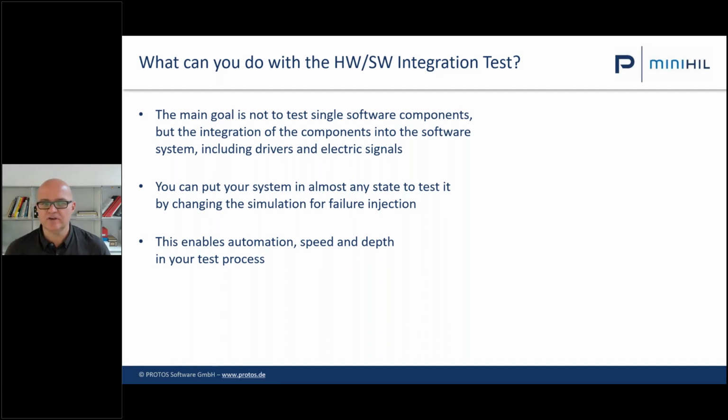You just need to change the simulation for failure injection. So if you have a real temperature sensor, you need a climate chamber. If you have a simulated temperature sensor, you just need to change an analog signal to change the temperature or any value you want in milliseconds if you want. That's really fast and simple to do. So this enables a complete automation and gives you speed and depth in your test process.